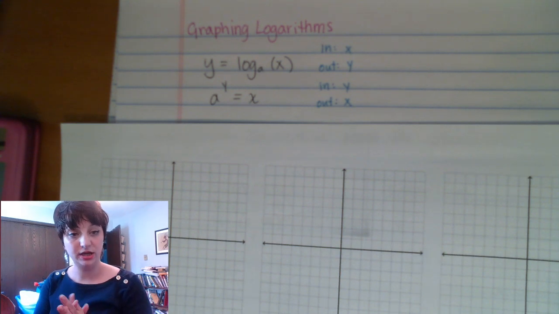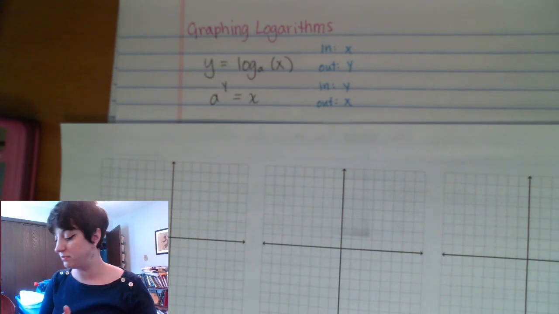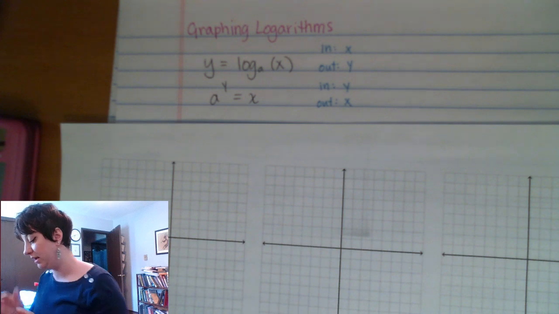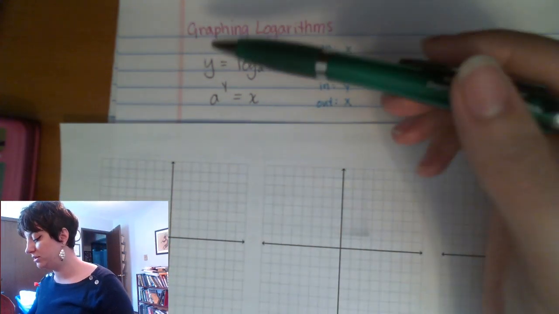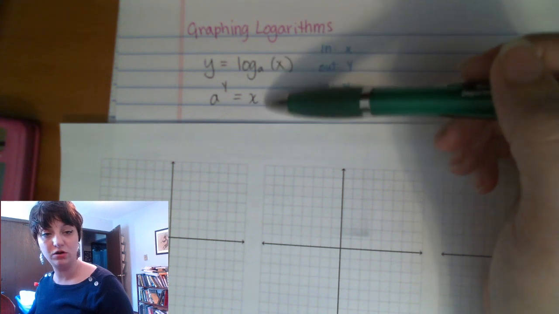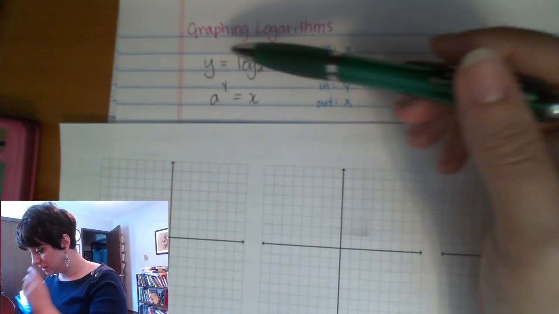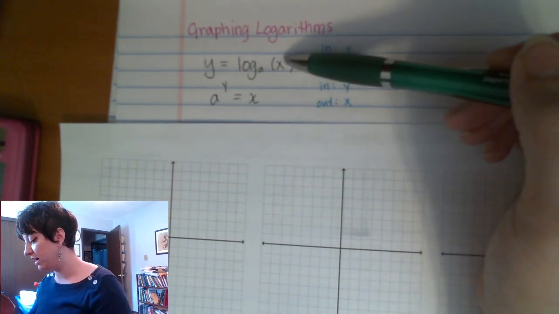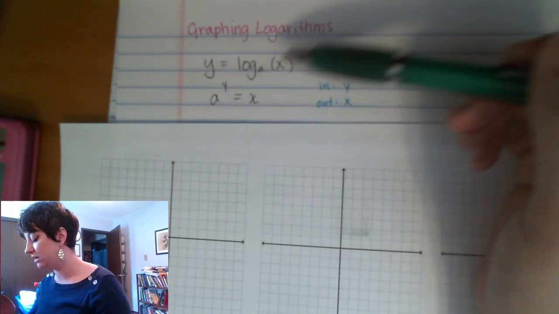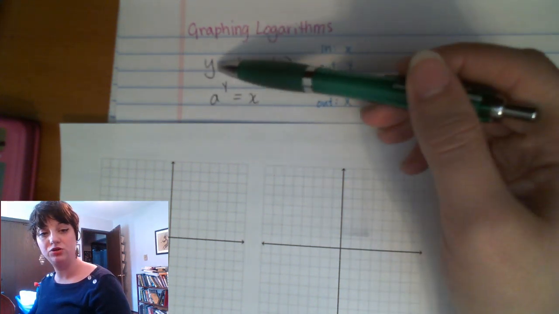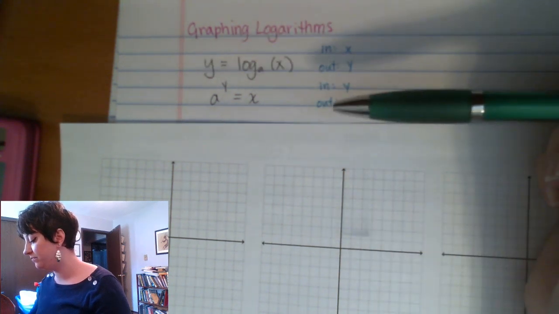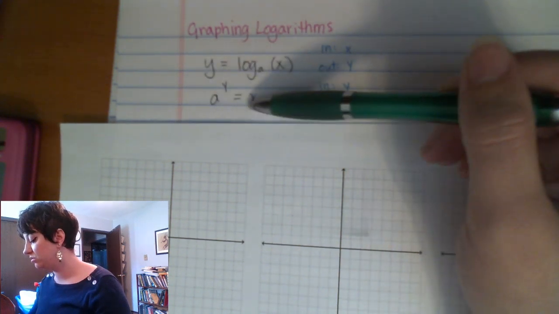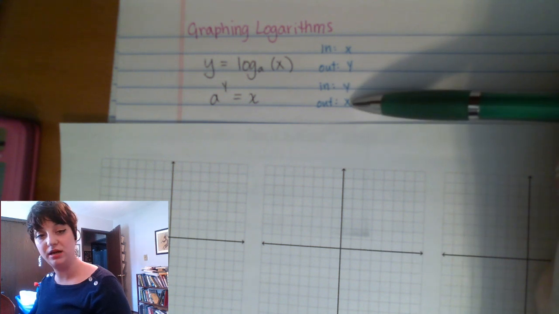So let's look at graphing logarithms. This is a big part of the section in Hawks, graphing logarithms. I just rewrote the definition of log in terms of the exponential. So y equals log base a of x means a to the y equals x. On this function, I plug in x and out comes y. And on the exponential, I plug in y and out comes x.